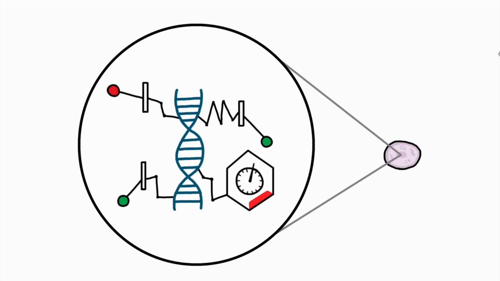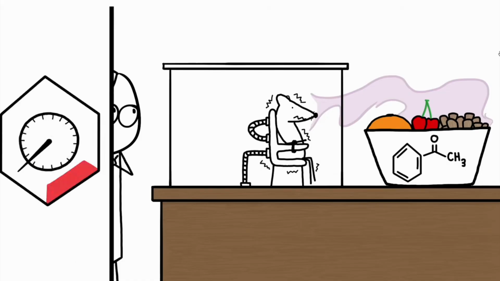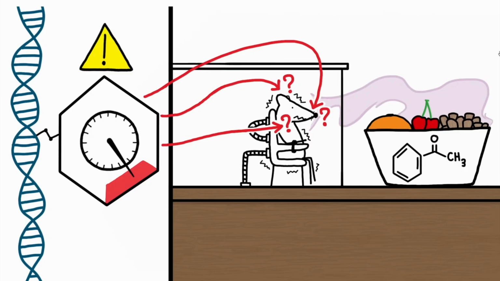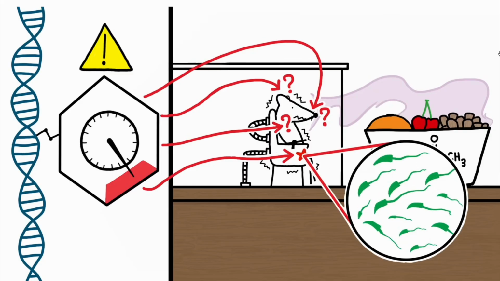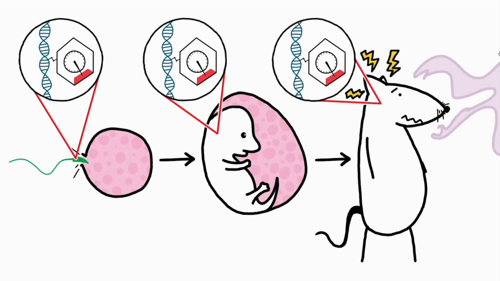But the switches in any one cell aren't set in stone. Teaching those rats to fear the fruity smell switched one of their smell-sensing genes into overdrive. Researchers don't know all the places in the rats' bodies where this switch got flipped, but they know it happened in one key set of cells, the rat's sperm cells, which would one day pass along the tweaked genetic material, making the next generation of rats super sensitive to acetophenone.